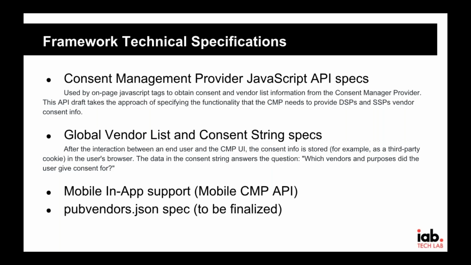We have a draft version posted. In the working group, we are working through what the actual final document will be like, and that is in accordance with all of the policy guidance work that's going on right now as well, so that we can deliver a clean update to the pub vendors JSON specification alongside updated policy guidance.